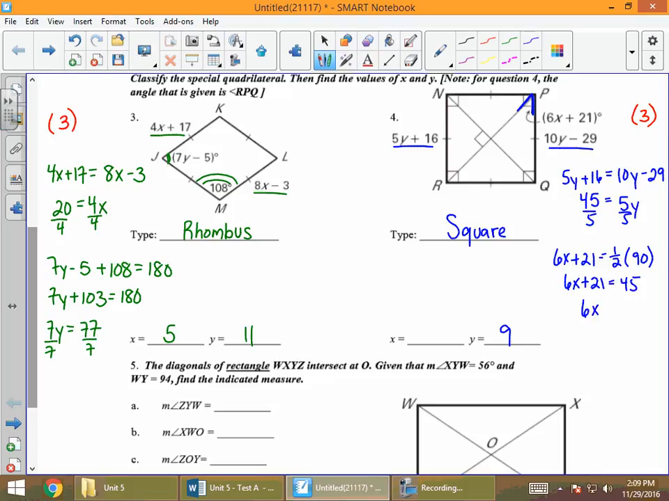Subtract 21 on both sides. It's 24. Divide by 6. 24 divided by 6 is 4.